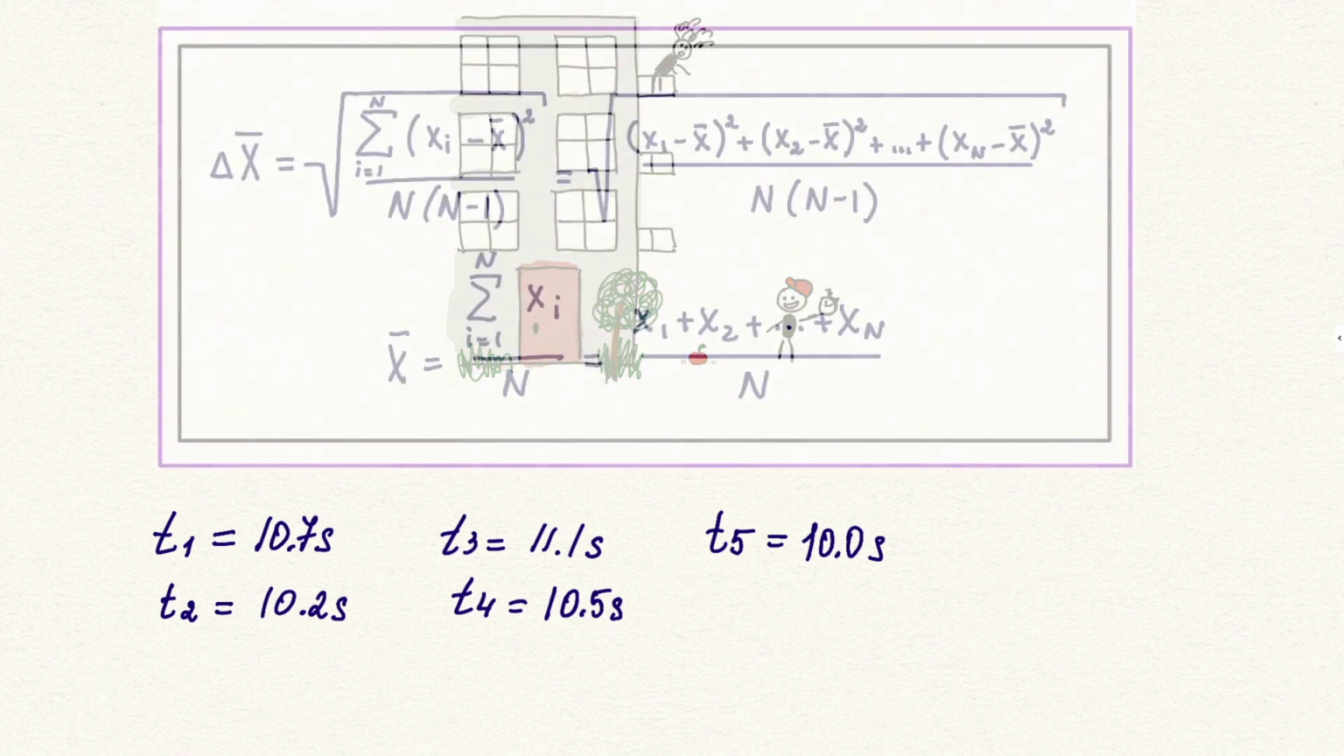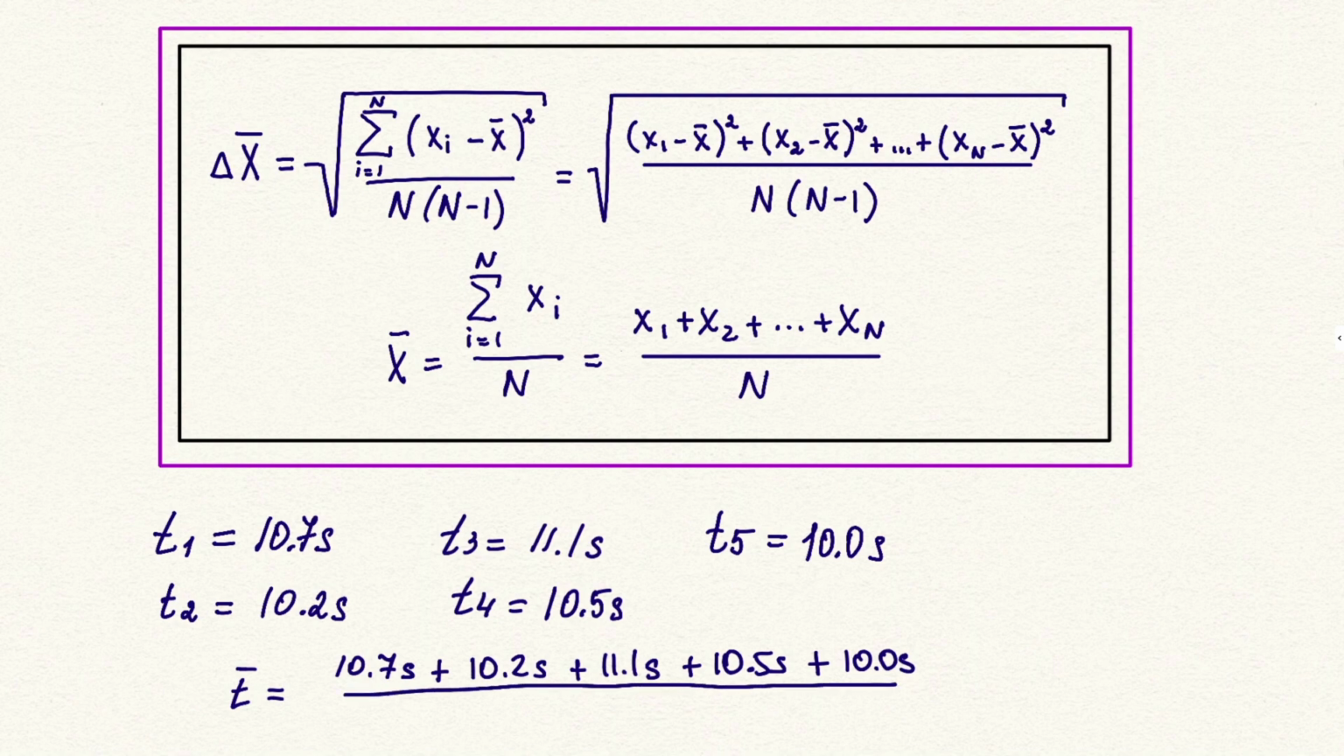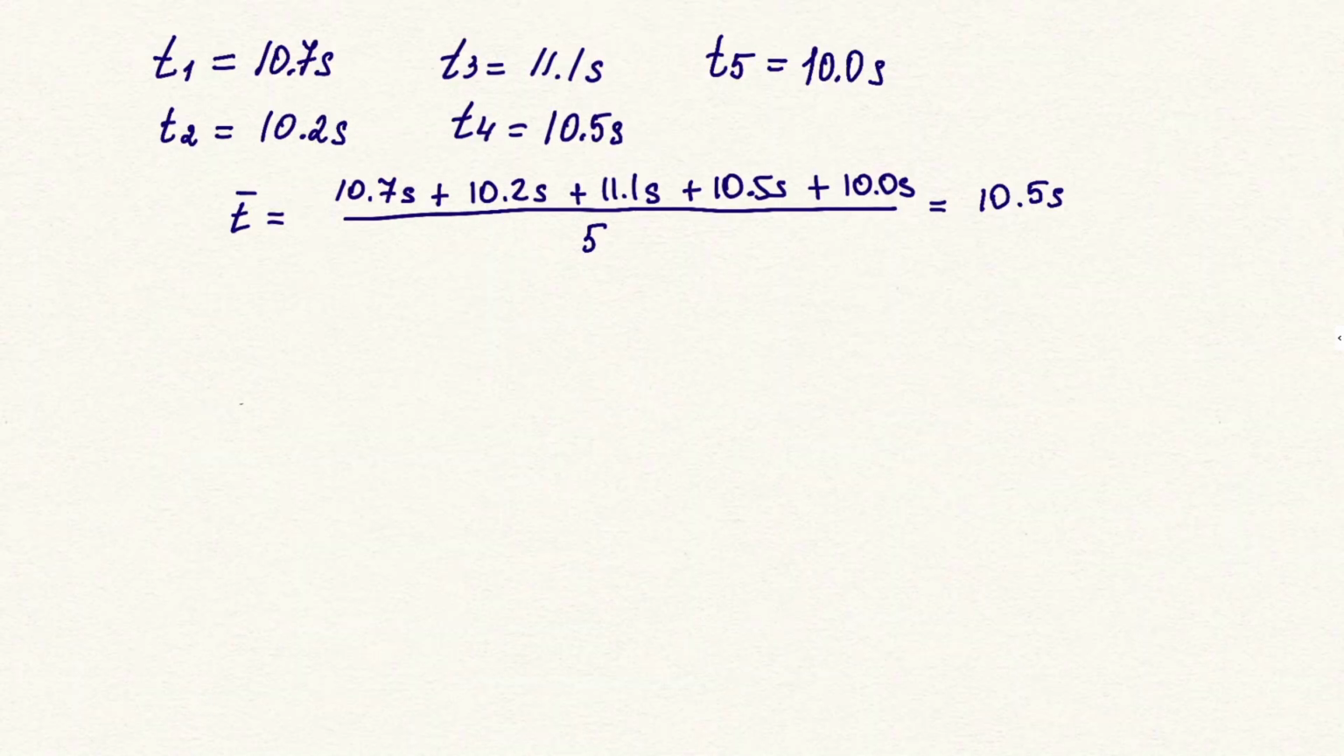So now let's calculate the average. That is easy. So the average value of time is the sum of all of our measurements, and the number of measurements, or n in our equation, is 5. So we divide it by 5. And the average value is 10.5 seconds. That's nice. Now let's calculate the uncertainty in average.